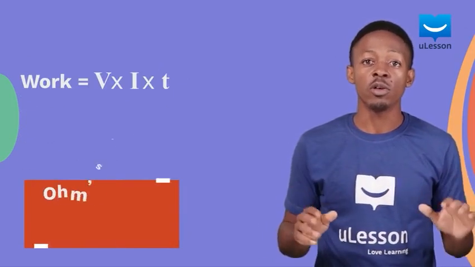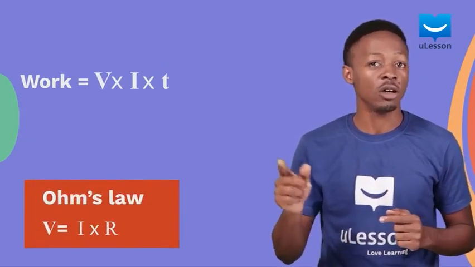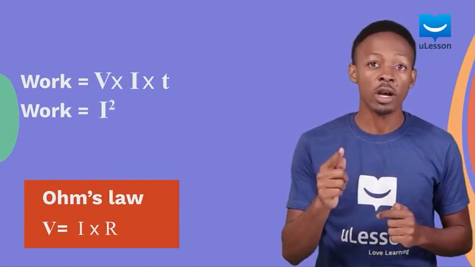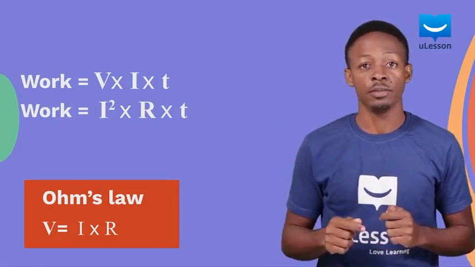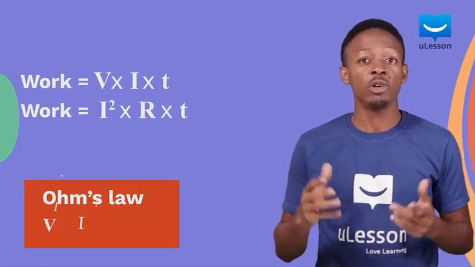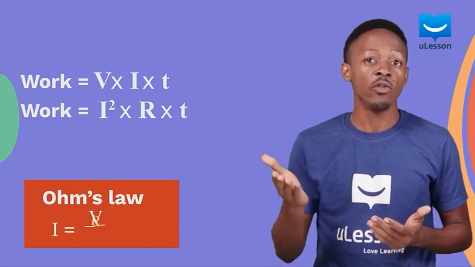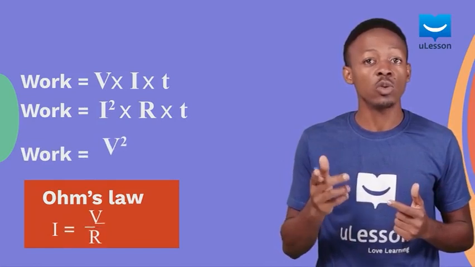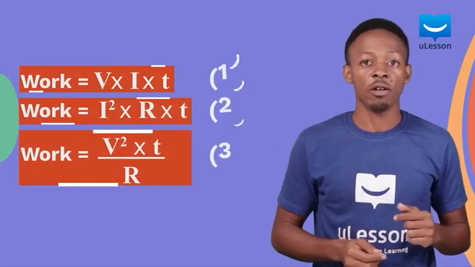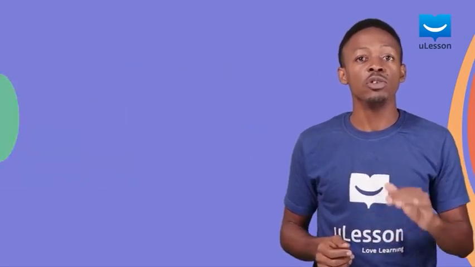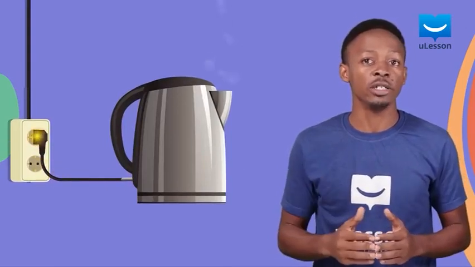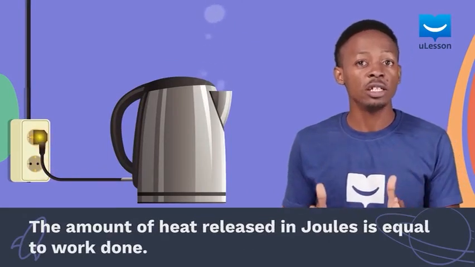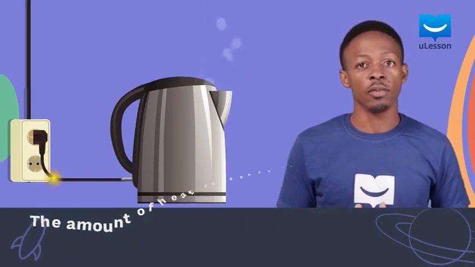Now recall from Ohm's law that V is also equal to I times R. So work done can also be expressed as work is equal to I squared times R times t. Also remember that Ohm's law can be represented as I is equal to V over R. So this work done can also be written as work is equal to V squared times t divided by R. Now work done can be used to convert electrical energy to heat energy, like in electric kettles or in room heaters. The amount of heat released in joules is equal to work done.